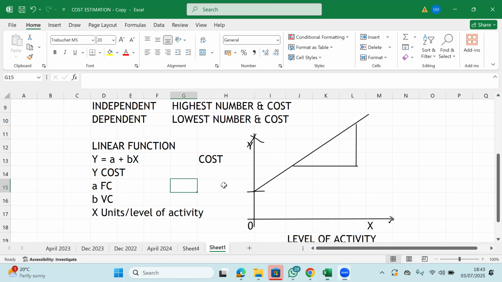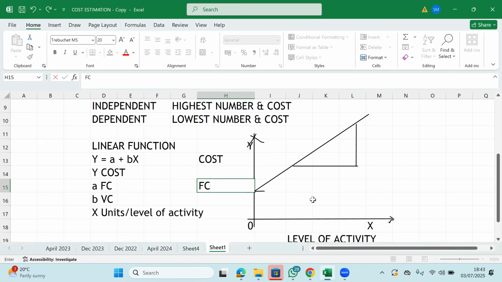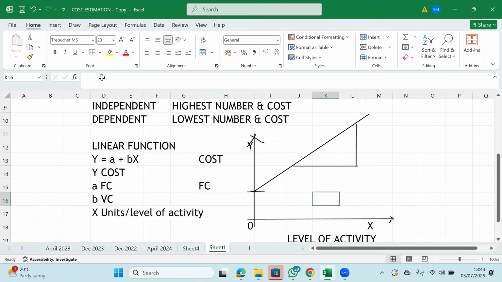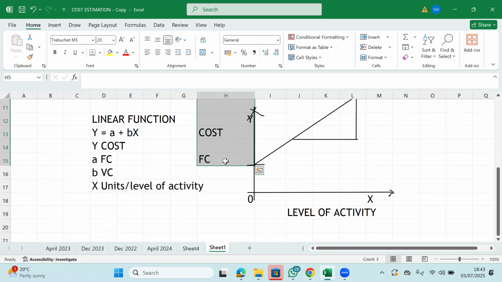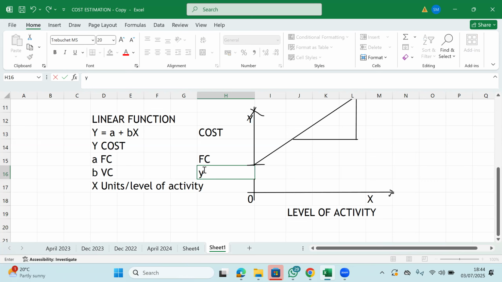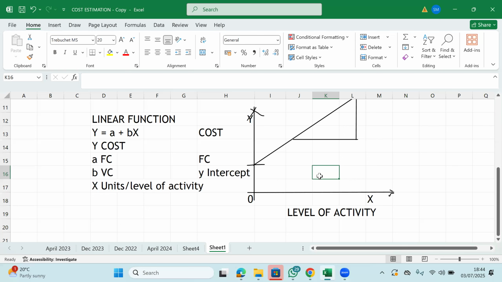And of course, this should be our fixed cost. And it's also the y-intercept. That is, the fixed cost is the y-intercept. I hope that is clear, because it's basically the point at which our line crosses the axis. It's the point where we get our fixed costs from.